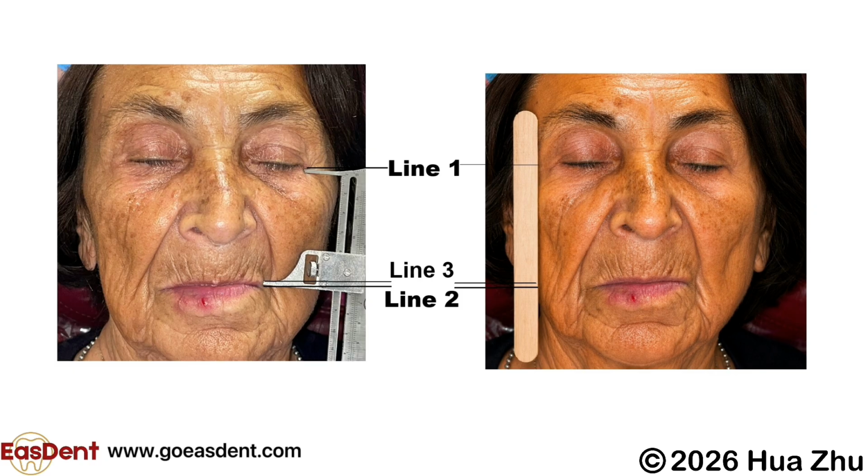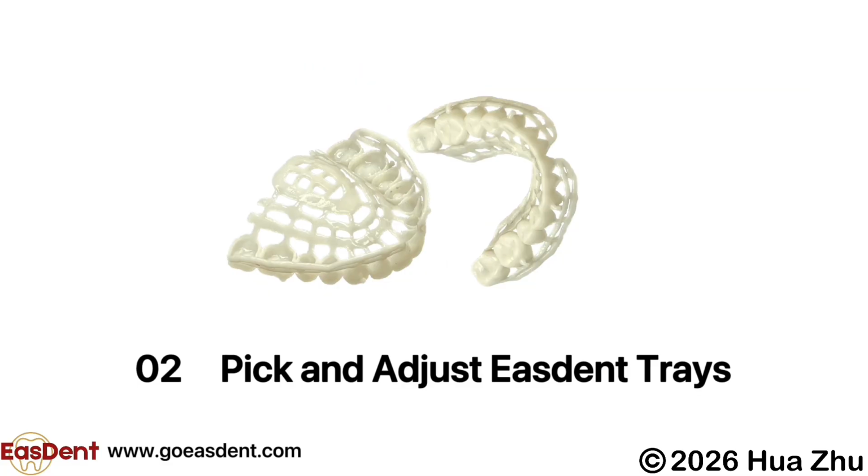Both sticks are 2 millimeters wide. The inner edge of the movable handle equals line 3. The distance between the outer edge of the shorter stick to the inner edge of the movable handle is the preset starting VDO. Pick and adjust Easdent trays.